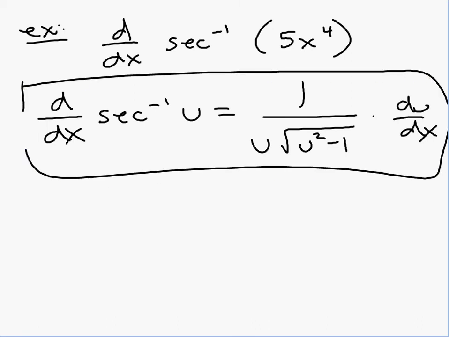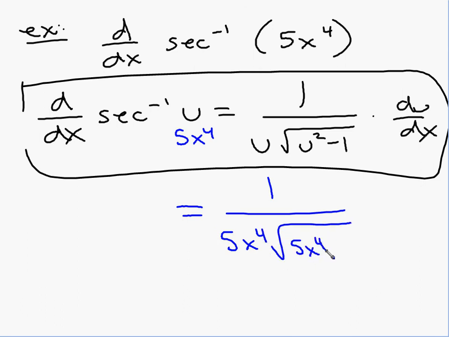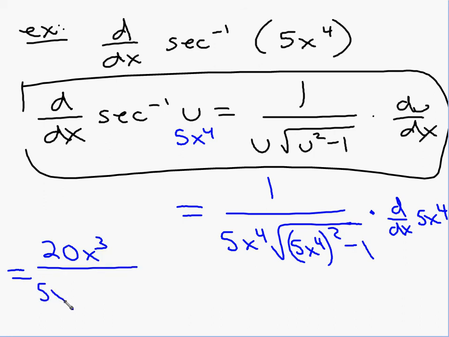You'll notice the only difference between it and cosecant is that in cosecant, the top is a negative 1. If this is my formula, this problem is really easy. My u, in this case, is 5x to the 4th. So it's going to be 1 over 5x to the 4th times the square root of 5x to the 4th quantity squared minus 1 times the derivative of 5x to the 4th. Of course, the derivative of 5x to the 4th is 20x to the 3rd. I'm going to come over here so I have more room. 20x to the 3rd will go in the numerator. I still have a 5x to the 4th down here. How do I square 5x to the 4th? Wouldn't that be 25x to the 8th? It is. That's back to Algebra 1. Minus 1.